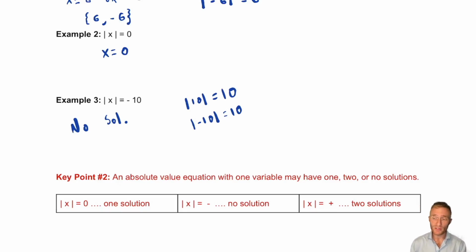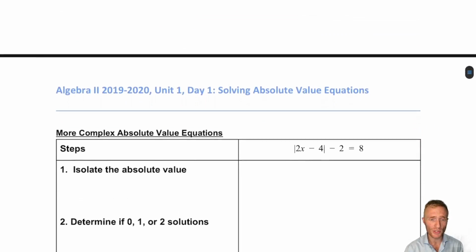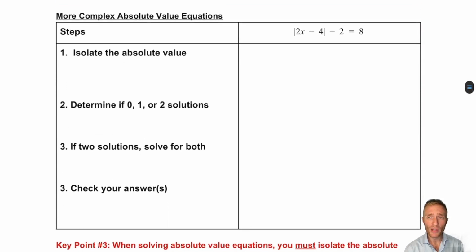If your absolute value ends up being set equal to a 0, one solution. If it ends up being set to a negative number, no solutions. There's no way to get a negative number out. And finally, if it's positive, two solutions, and that's where we'll spend most of our time. So if we have some more complex equations, say the absolute value of 2x minus 4, then minus 2 equals 8, and we want to find what values of x make that a true statement.